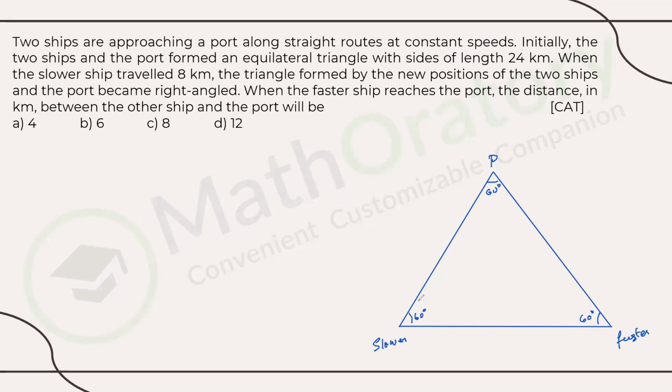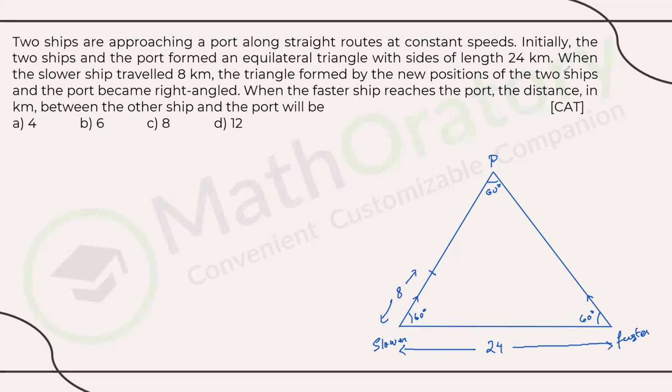Now, the slower ship is moving toward the port. So this ship is traveling along this side, and this one is traveling along this side. Let me mark this 24 kilometers. Just keep in mind that this is equilateral. I'm not writing kilometers, everything is in kilometers. So when we have 24 here, the other two also have to be 24. When the slower ship traveled 8 kilometers, let's say it reaches this point. So this is 8 kilometers.